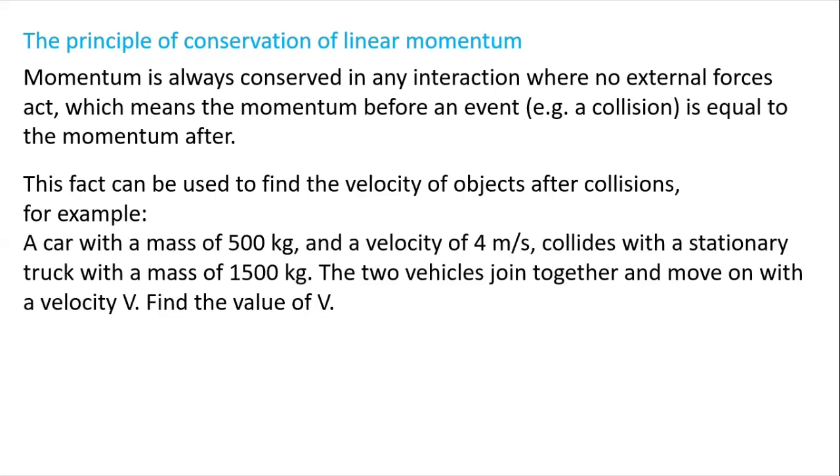For example, a car with a mass of 500 kg and a velocity of 4 meters per second collides with a stationary truck with a mass of 1500 kg. The two vehicles join together and move on with velocity v. Find the value of v.